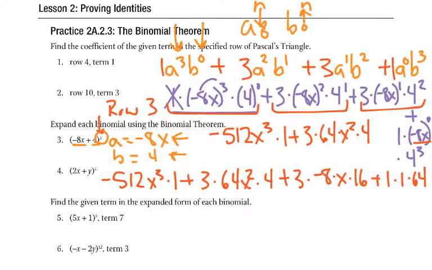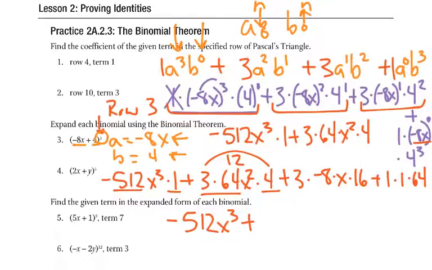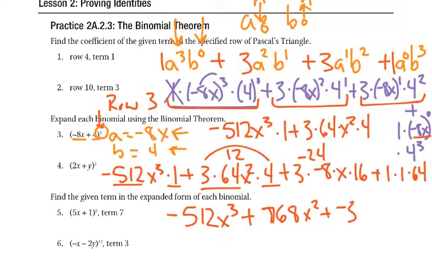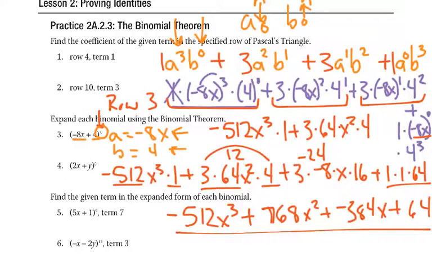Okay, then we just simplify the numbers. Negative 512 times 1, negative 512x cubed is our first term. 3 times 64 times 4, well, 3 times 4 would be 12. 12 times 64 would give us 768 x squared plus 3 times negative 8 would give us negative 24 times 16. So we get negative 384x plus 1 times 64 is 64. So that is our polynomial. If we take this and times it by itself 3 times, that's what we end up with.